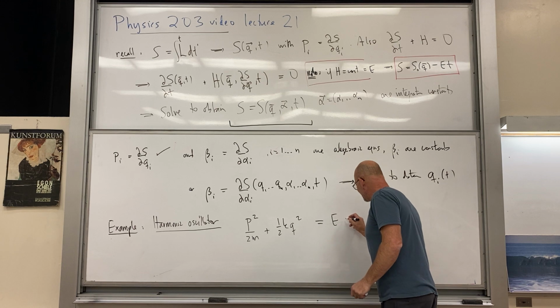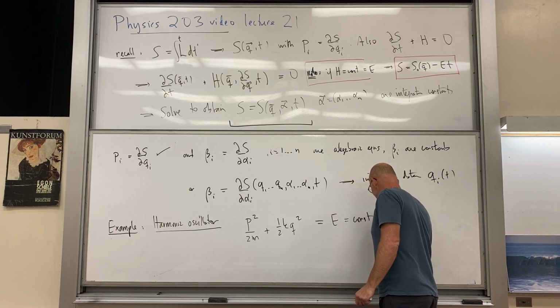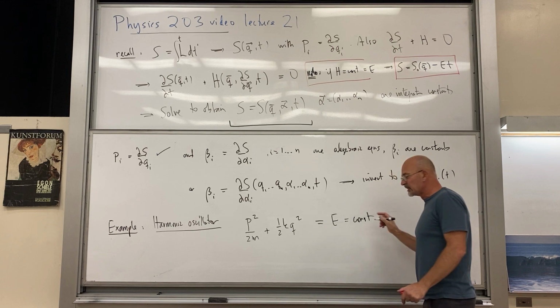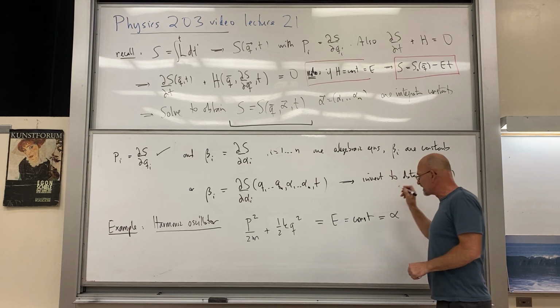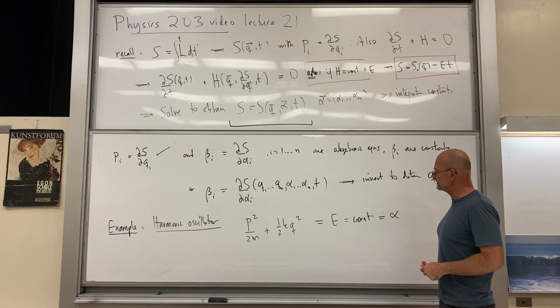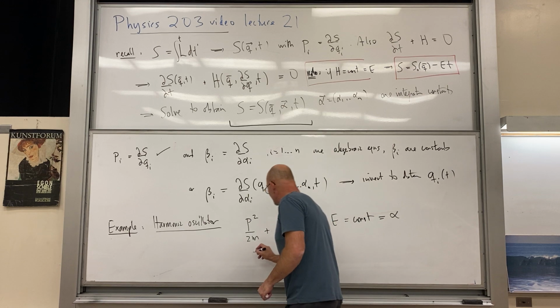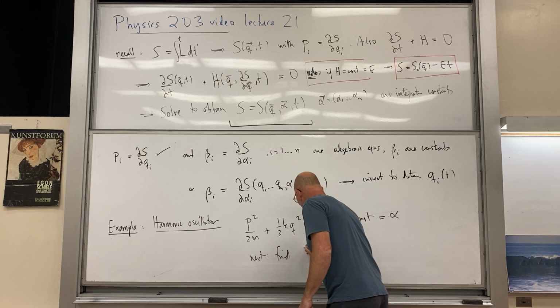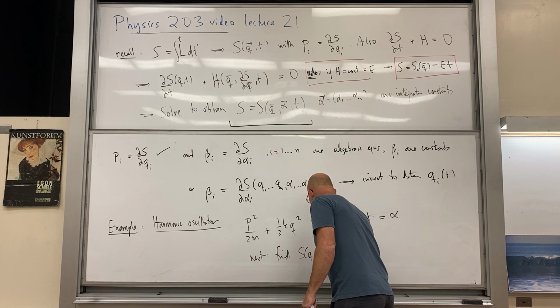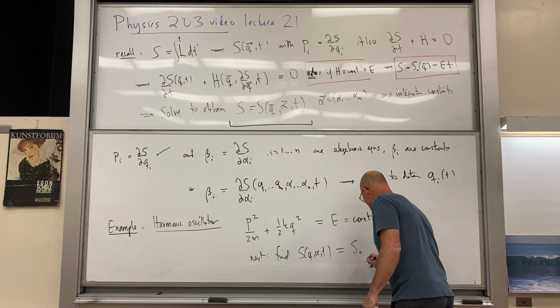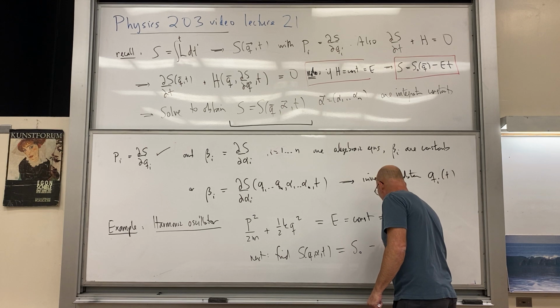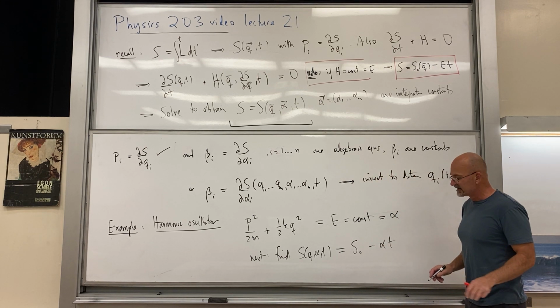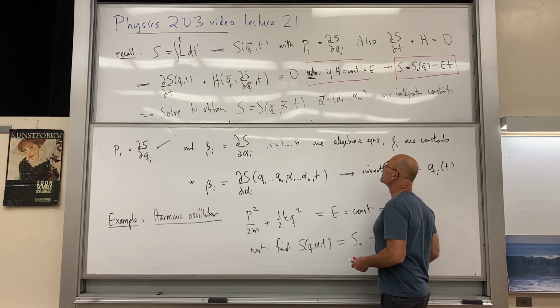And since E is equal to a constant, this is going to be our only conserved quantity in the problem, and we're going to go ahead and name it alpha. That just seems to be traditional. So next, find S of Q, alpha and T equals S naught minus alpha T. That's what we're going to do next.